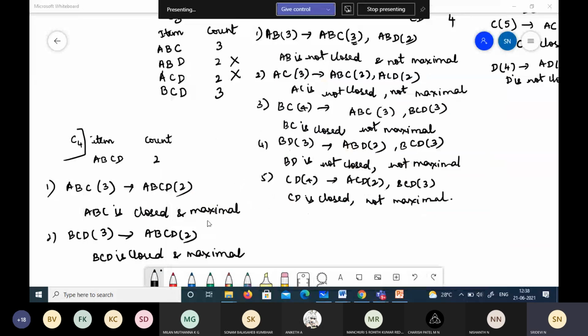Look here, why we call it maximal is, we call a particular item set closed if its support count is greater than that of its immediate supersets, hence it is closed, and the support count of this ABCD is less than the minimum support count, hence it is called maximal. Did we come across anything as such before? Only closed or maximal.